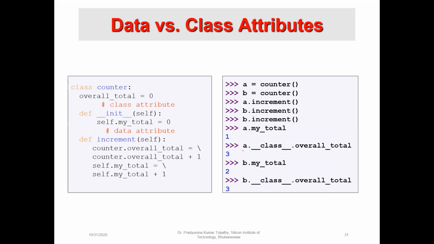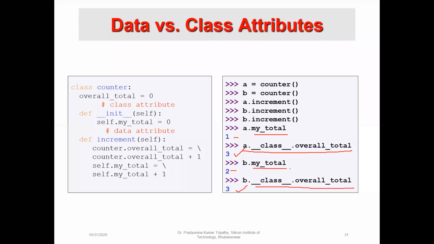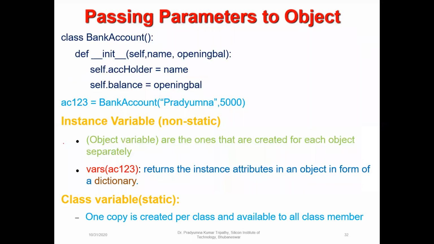You can see over here, when I print the overall total, it prints 3. When I print the overall total through B, it is also printing 3. But my total is different over here. My total is different for different objects. So the data member is different for different objects, whereas the class member is common.